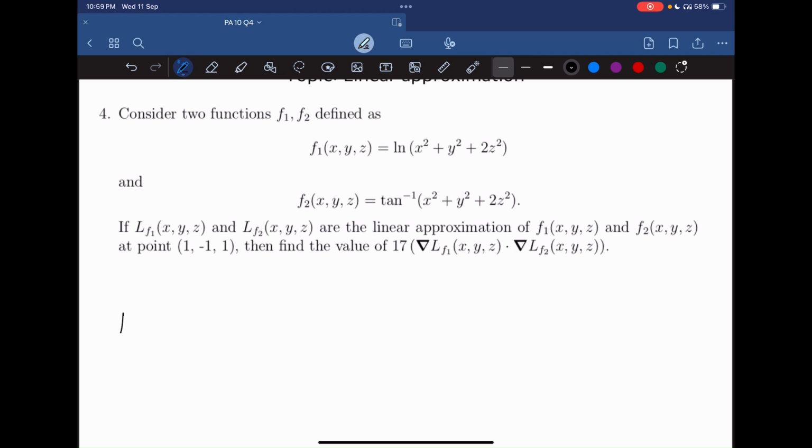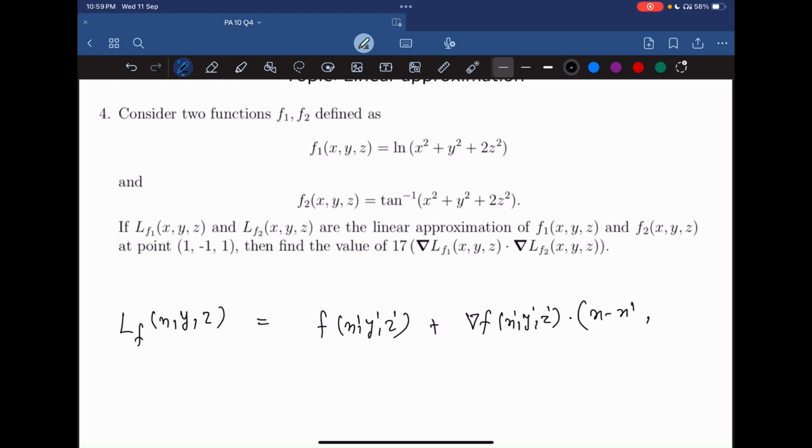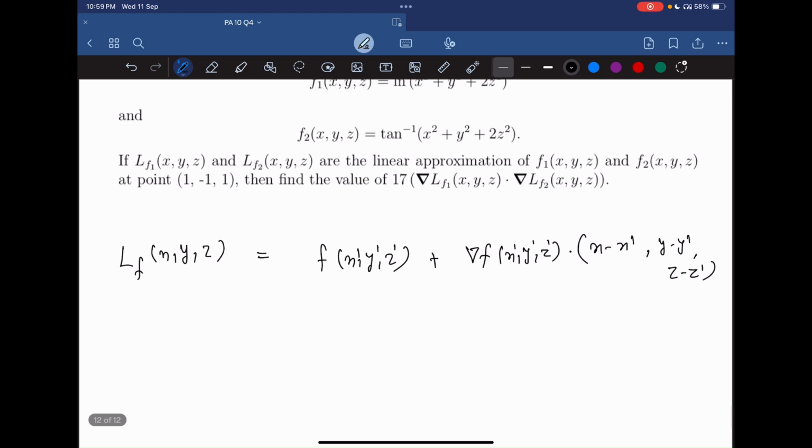So to calculate the linear approximation for any function, this is the formula. Okay, maybe I should use x dash, y dash, z dash: x minus x dash, y minus y dash, z minus z dash. So this is the formula for calculating the linear approximation for a function. Now, as we can see here, we need the gradient of f, that is, we need the partial derivative of the function. So let's first start with f1.